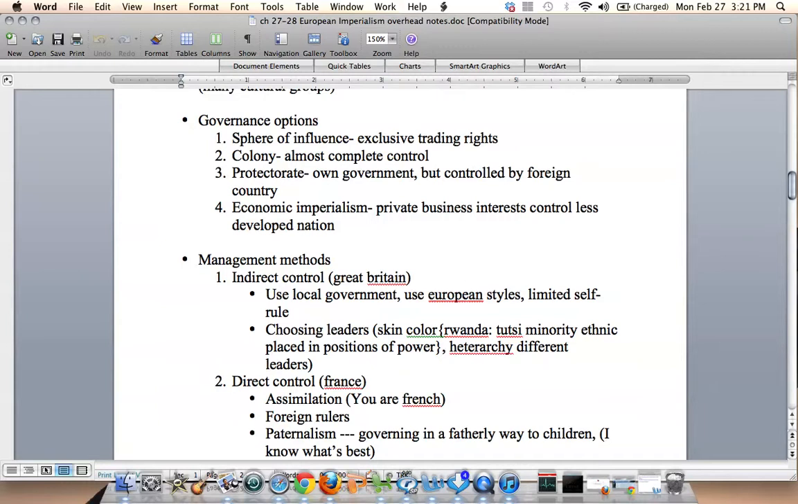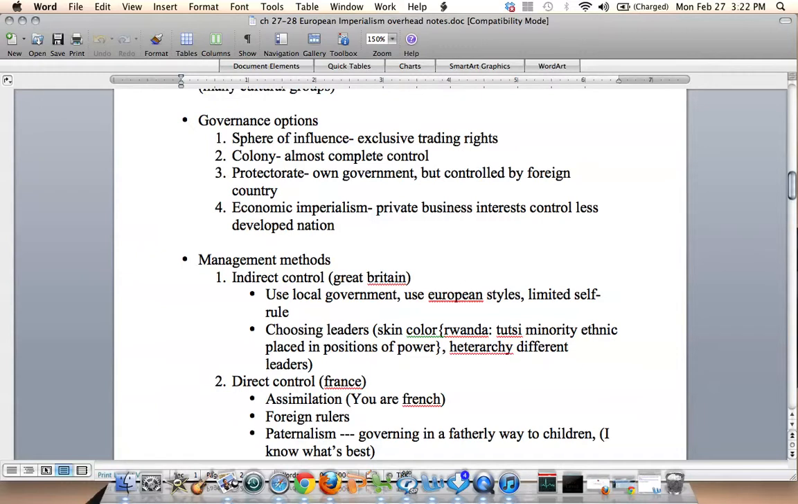In Rwanda, for example, the Belgians and the Germans just chose people based on skin color. The Tutsi people were the minority, and the Hutus were the majority. However, they took the Tutsis and put them in control. So you had a minority group in control. And when eventually the Europeans leave, this is going to cause a problem.